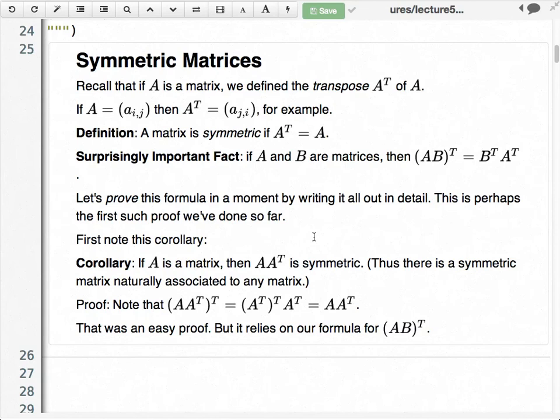Did I do that correctly? I messed up every possible thing there. So let's be more careful. A transpose transpose times A transpose. Okay. Do you believe that, at least?